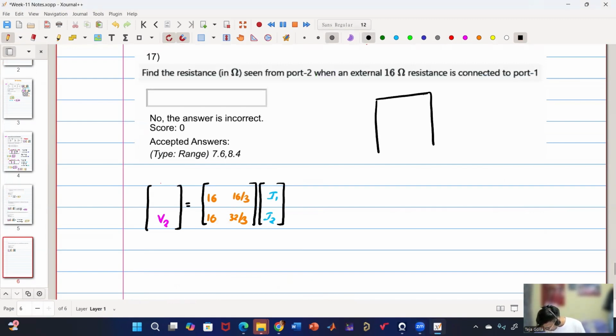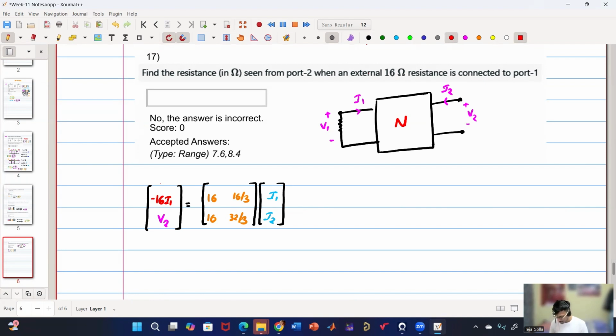So we have a two-port network here, and let me call it network N. We have connected a resistance, and this is the plus minus V1, and this is the current I1. Here V1 is minus 16 I1, right? Because the current direction is opposite. Does everyone agree why we are getting minus 16 I1?